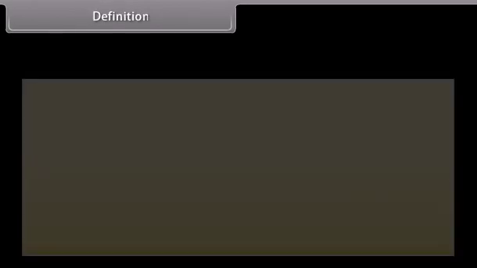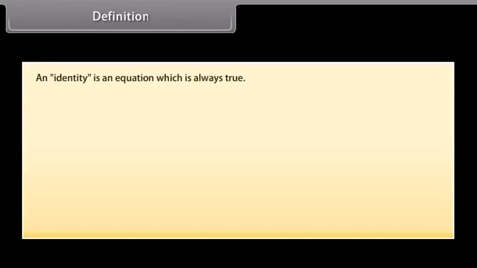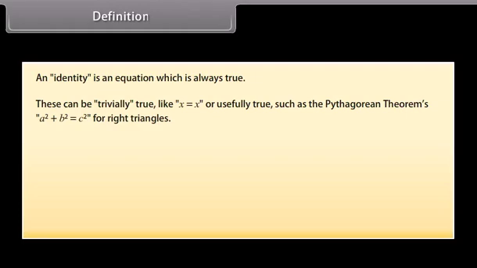Definition. An identity is an equation which is always true. These can be trivially true like x is equal to x, or usefully true such as the Pythagorean theorem: a square plus b square is equal to c square for right triangles.